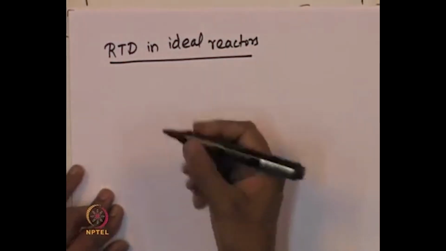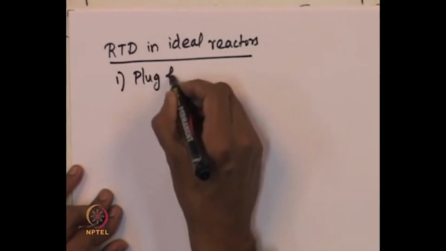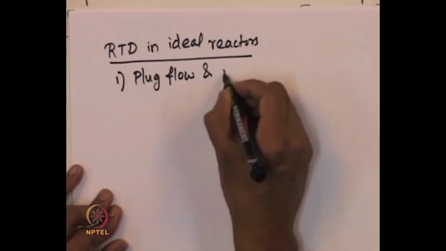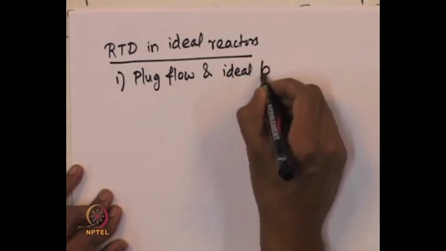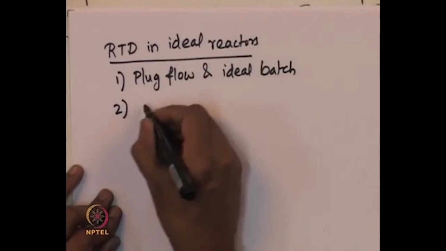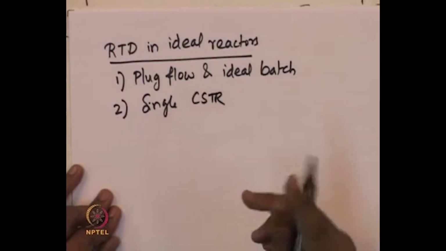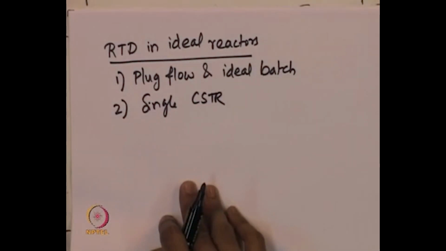So, particularly we will consider two cases. One is plug flow and ideal batch reactor, and the second one is we will look at the single CSTR case. So, these two we will look at, and we will attempt to find out how to get the RTD curves for these two types of ideal reactors.